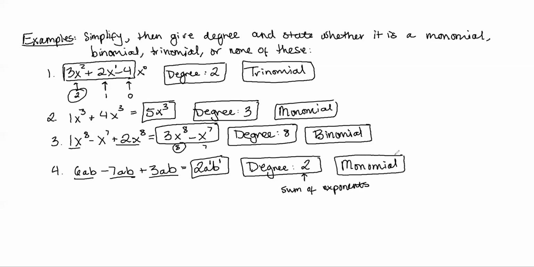So if we would have had something with 4 terms, that would have been when we put none of these, because it doesn't have 1, 2, or 3. It has 4, which is none of those kind of special polynomials. All right.